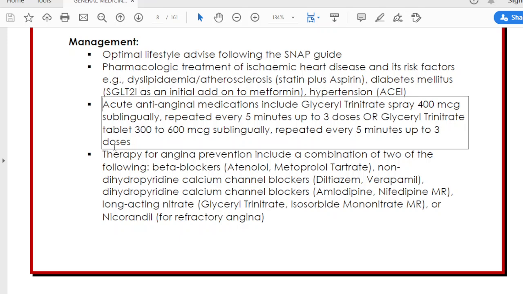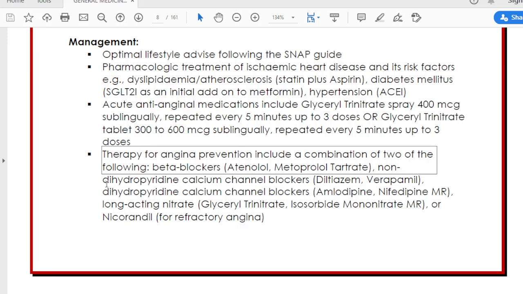Acute anti-anginal medications include glyceryl trinitrate spray 400 mcg sublingually, repeated every 5 minutes up to 3 doses, or glyceryl trinitrate tablet 300 to 600 mcg sublingually, repeated every 5 minutes up to 3 doses.